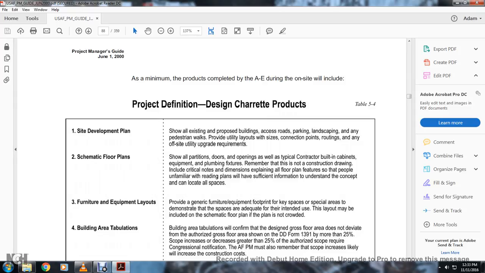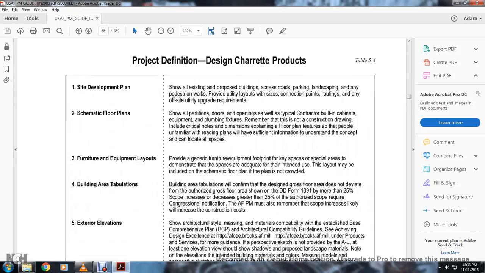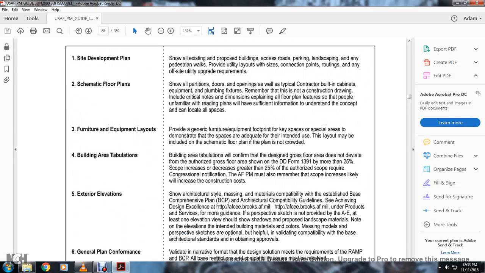Include the critical notes and dimensions, expanding the floor plan features so that people unfamiliar with reading plans have sufficient information to understand the concept and can locate the space for the formal furniture, equipment, and layouts. Provide generic furniture and equipment placement. The key places and special areas should demonstrate that the space is adequate for the intended use and layout. The schematic floor plan should not be crowded.